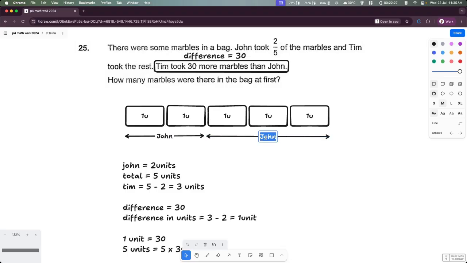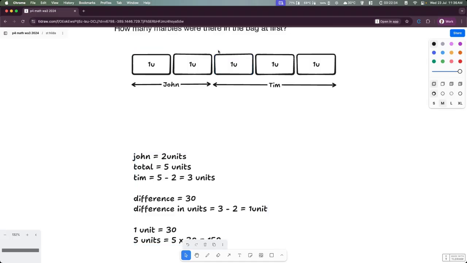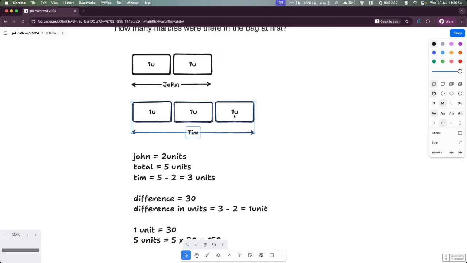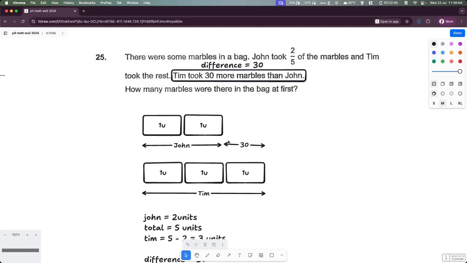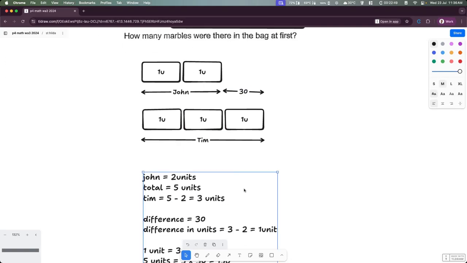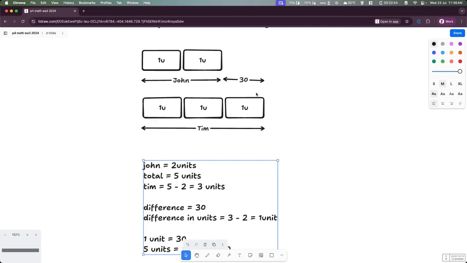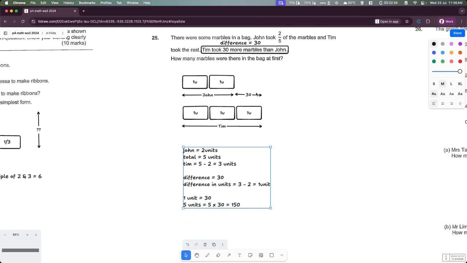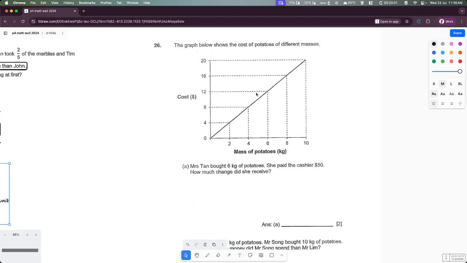There you go. Then Tim, and the difference is basically 30, which is another arrow over here, and this is 30. There you go. Then how many marbles? In a way you can calculate, same. Okay, so that's it for question 25. Let's go to question 26. This is the last question.